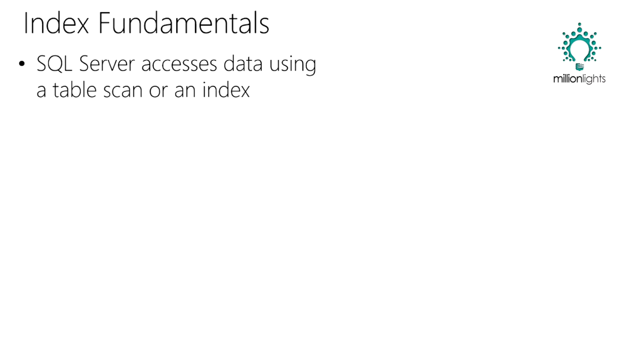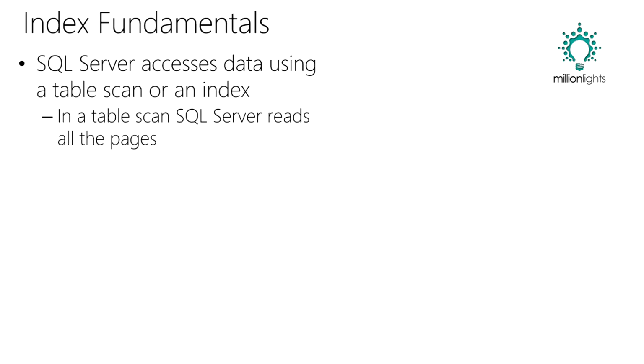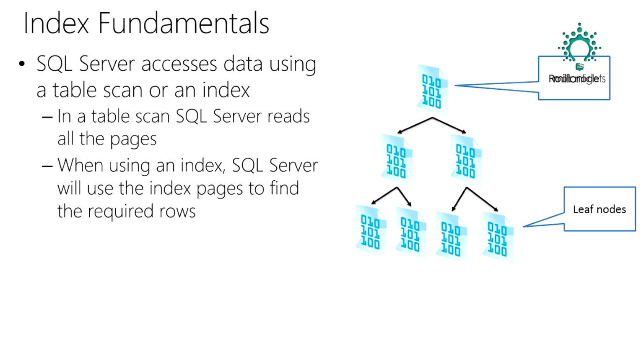In terms of fundamentals, when SQL Server accesses data, so you do a very basic select statement, SQL Server will access the data based on a table scan or via an index. In a table scan, SQL Server will read all of the pages because they're unordered, or they may be ordered, but SQL Server doesn't have any knowledge of the order of that data. And when using an index, SQL Server will use the index pages to find the specific rows that it's looking for. Much like if you were reading a book, you could read it cover to cover, or you could look up what you want to find.